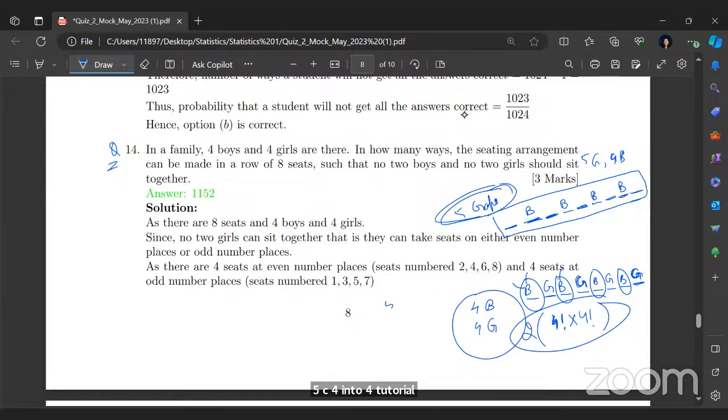Can you repeat? 5C4 into 4 factorial. Oh, okay. It's permutation basically, right? Yeah, permutation basically. It is 5P4. So when you're doing 5 choose 4 times 4 factorial, you're just choosing 4 places and putting the boys there and then arranging those 4 boys on those places.